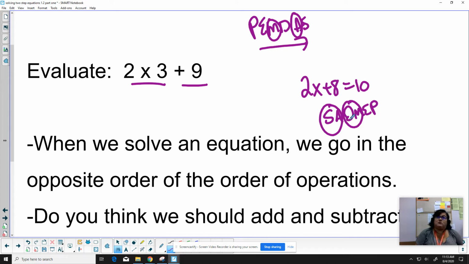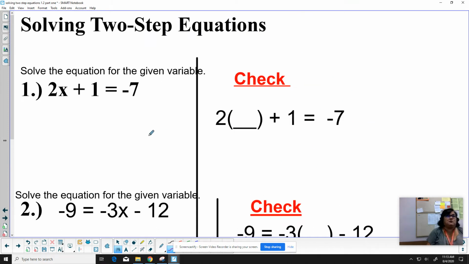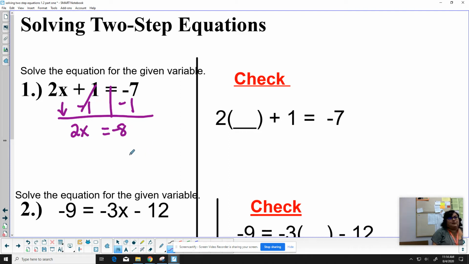Remember, our objective when we're solving any equation is to get the x or the variable by itself. All right, so if we start with this first one right here, I want to get this x alone. The first step, because I'm working backwards through PEMDAS, would be to subtract 1 on both sides. So this is 2x because that just drops. Those cross out. This is negative 8. Then, because these are multiplied, I would do the opposite, which is divide. So I would divide both by 2, and x is negative 4.